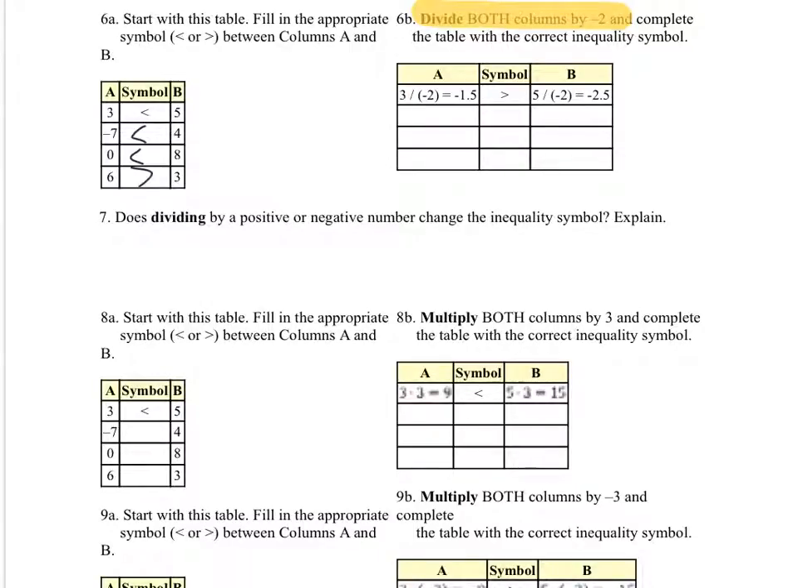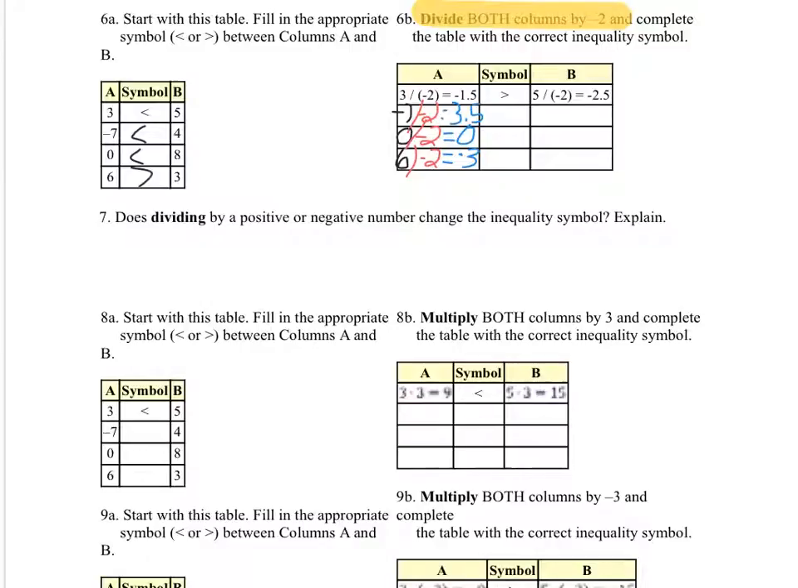So we're doing -7 divided by -2 this time. So a negative divided by a negative is a positive 3.5. Okay, we have 0 divided by -2. 0 divided by anything is going to still be 0. And 6 divided by -2, positive divided by a negative is going to give me a -3.